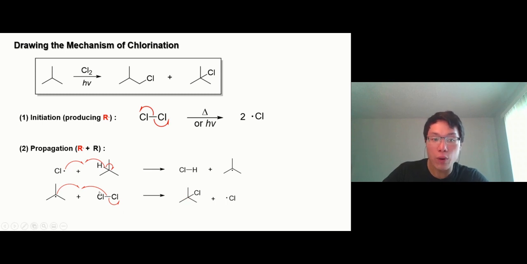Notice the arrow, how I draw the arrow. The carbon in the middle forms a bond with chlorine, and we have to break this bond. This one single electron goes up to chlorine. All right, so we got the first product now.